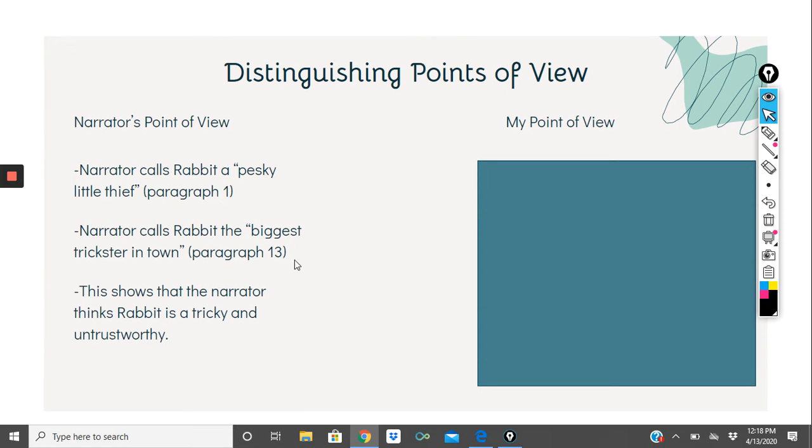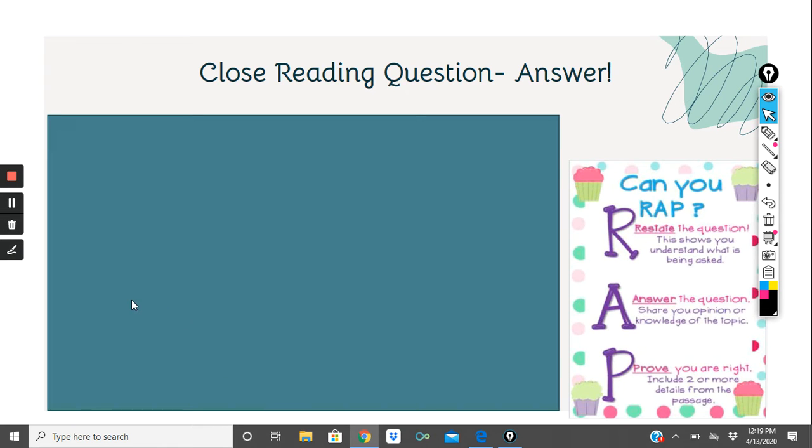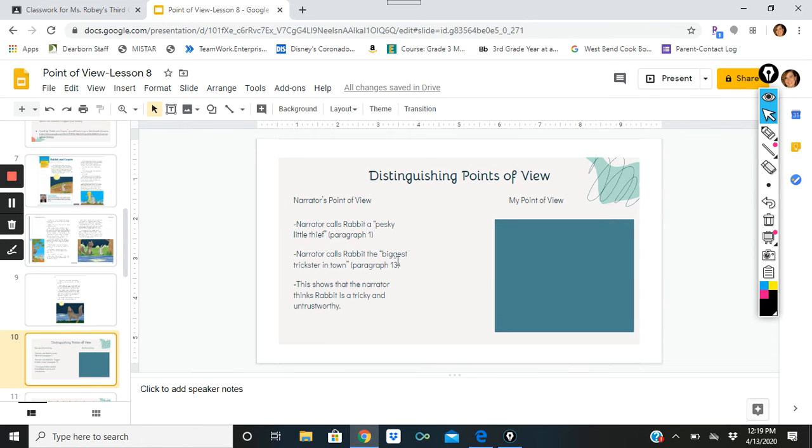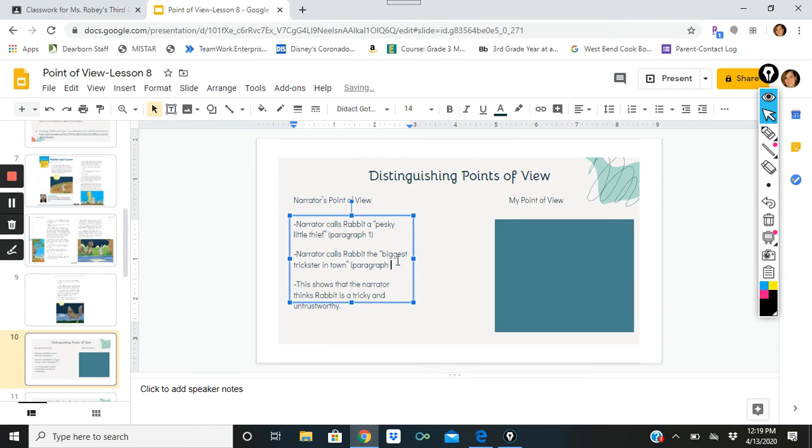We also knew that the narrator calls the Rabbit the biggest trickster in town. That was in paragraph, it was actually 7, not 13. So that's Mr. Obie's fault. And actually, I'm going to fix that just now. So let's go back here and I'm going to change that, because we have to make sure that we're exactly accurate. So if I wanted to pull up that article, I can see exactly where it's from.